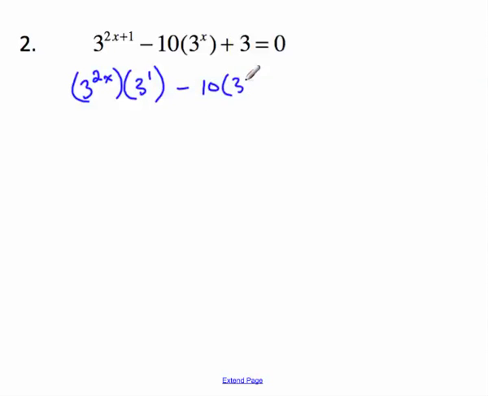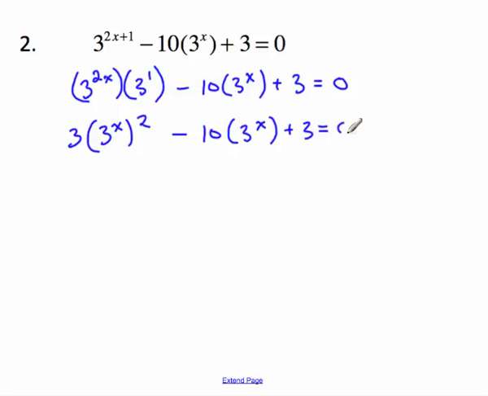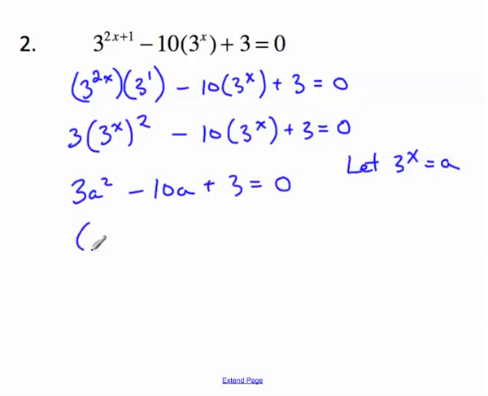And again, we're going to rewrite the rest of the equation just as it appeared above. Now 3 to the power of 1 is just equal to 3, and I'm going to move that to the other side of this 3 to the power of 2x. And just like we did in the previous example, I'm going to write 3 to the power of 2x as 3 to the power of x, squared, and then rewrite the rest of the equation the same as it was. In this case, we're going to let 3 to the power of x be equal to a. Now we get 3a squared minus 10a plus 3 is equal to 0. And if we factor that, we get 3a minus 1 times a minus 3 is equal to 0.